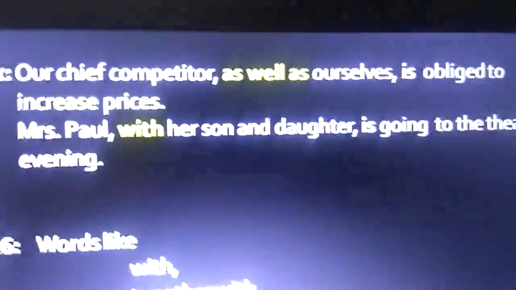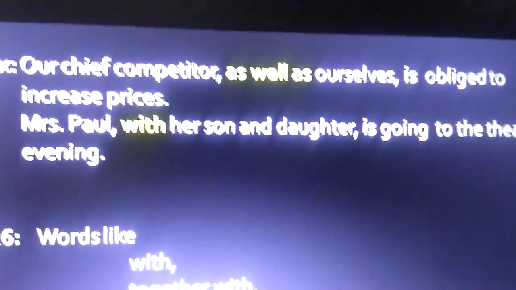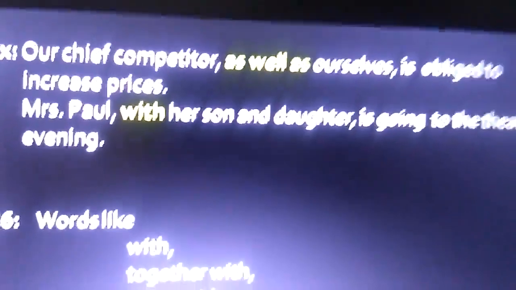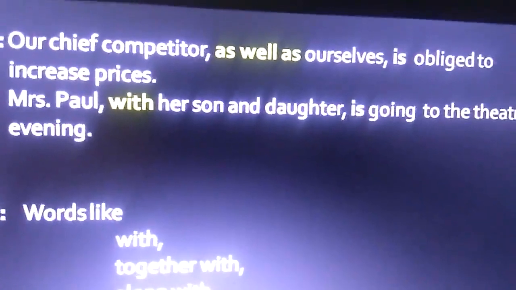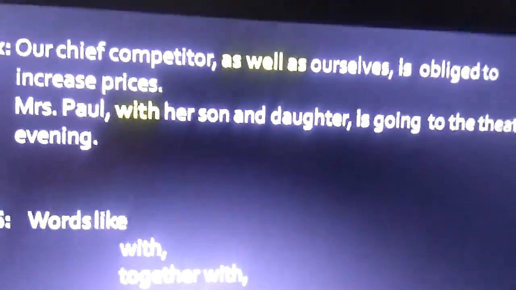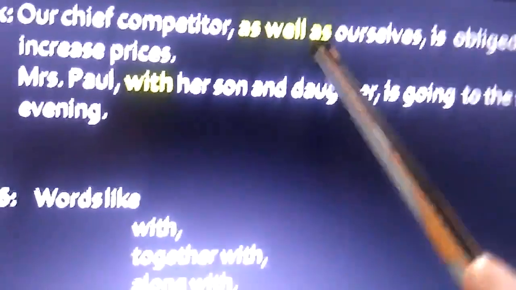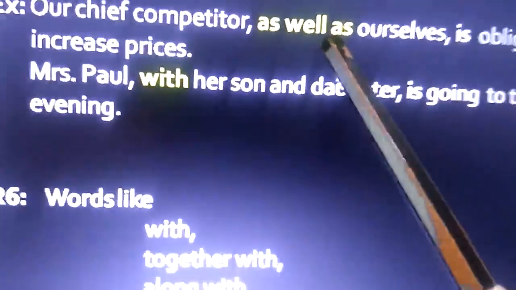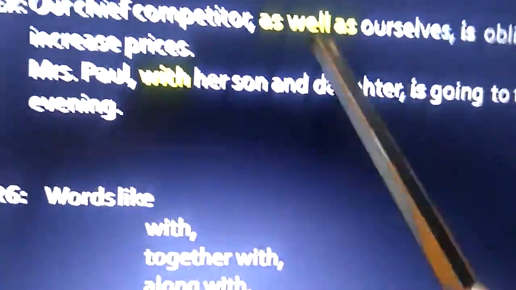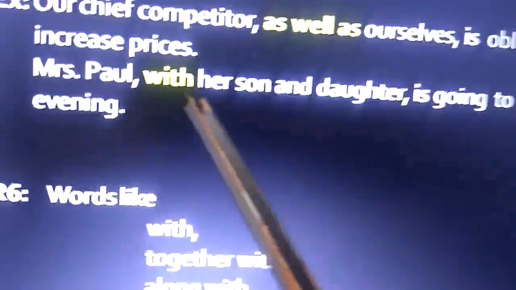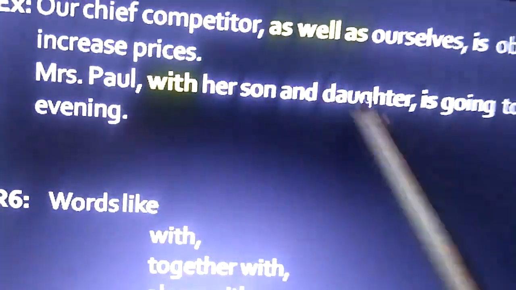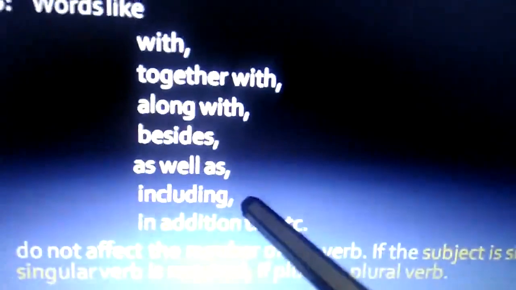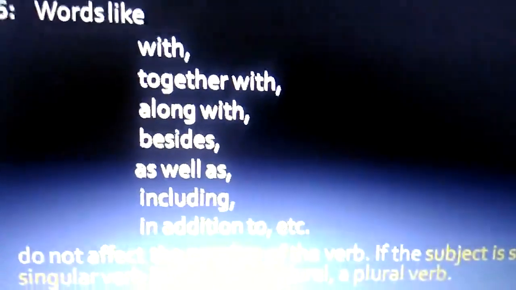So here what we have to remember is, sometimes in sentences we use some words or phrases to connect additional information to the main sentence. That means as well as is a word or a phrase which is used to connect some information to the sentence. With is also used to connect some information with the main sentence. So such words, I have given a reference here: with, together with, along with, besides, as well as, including, in addition to.